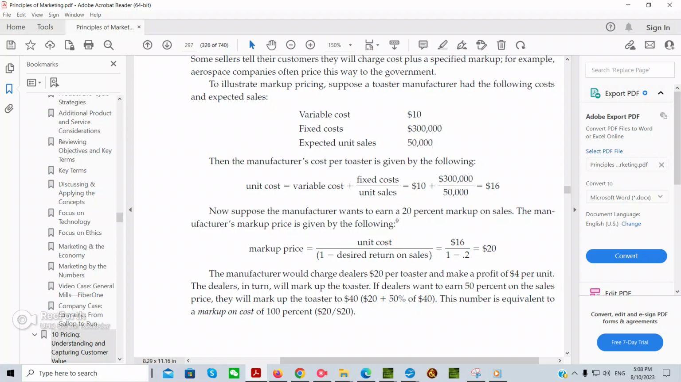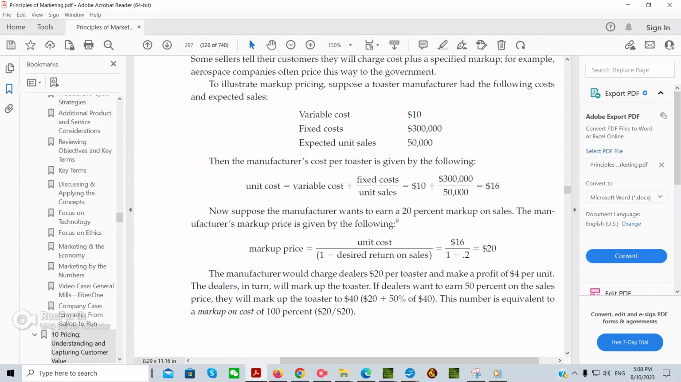Talking about markup, we have to look at the total cost, and we have to divide it by the desired return on sales. Actually, it's 1 minus that, but that gives you your markup price. But the main thing is we need to understand first our unit cost. That is the total amount of cost divided by how many units. So it's the total cost divided by the units equals the unit cost.